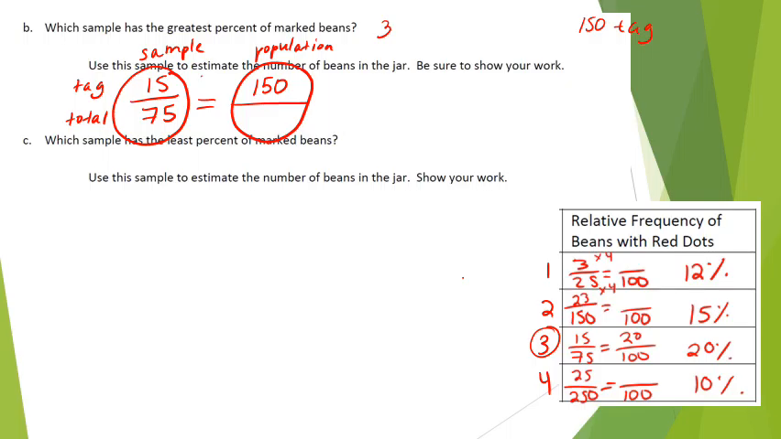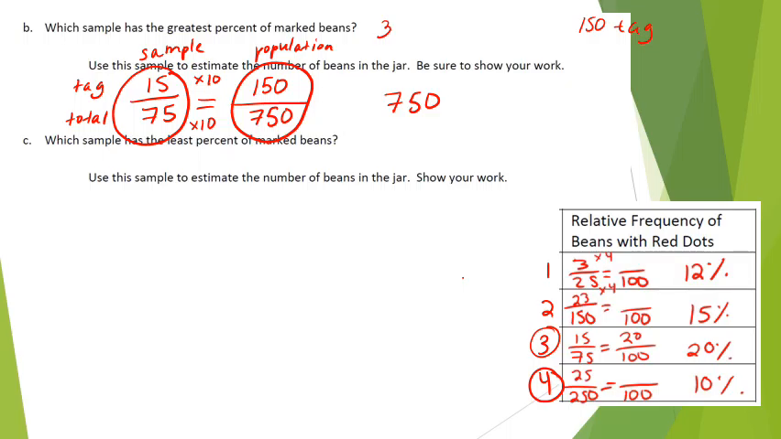Let's find a scale factor. 15 times 10 would give me 150. 75 times 10 would give me 750. So that's my estimate, that there are 750 beans in the jar. Which sample had the least percent of marked beans? The smallest percent of beans was number 4. I had 10% there. So now I'm going to estimate how many beans are in the jar.